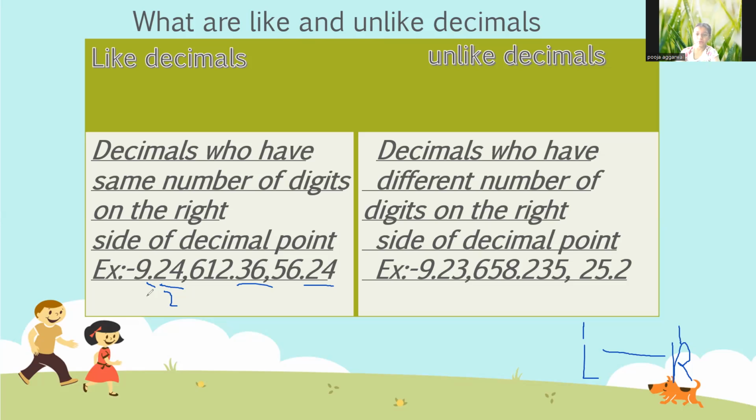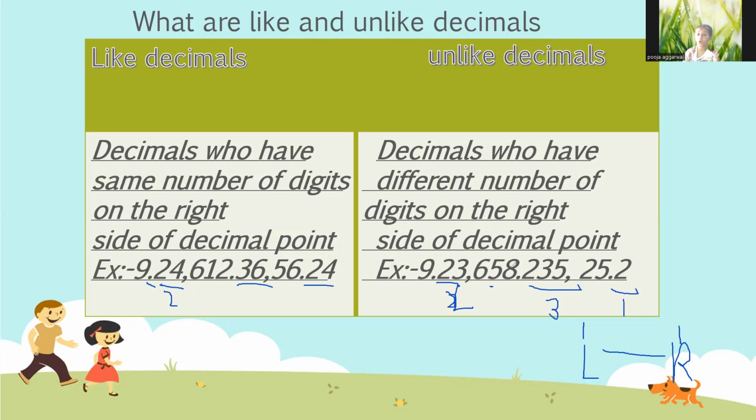So what are unlike decimals now? Unlike decimals are decimals that have a different number of digits on the right side of the decimal point. For example, here 9.23, 658.235 and 25.2. Here there are two digits after the decimal point. Here there are three digits, and here there is one digit after the decimal point.